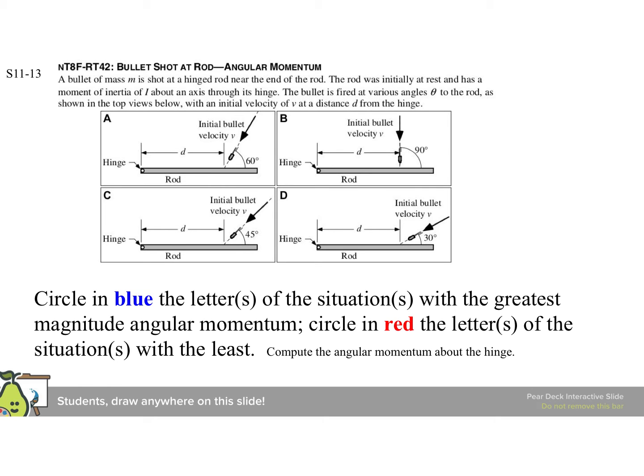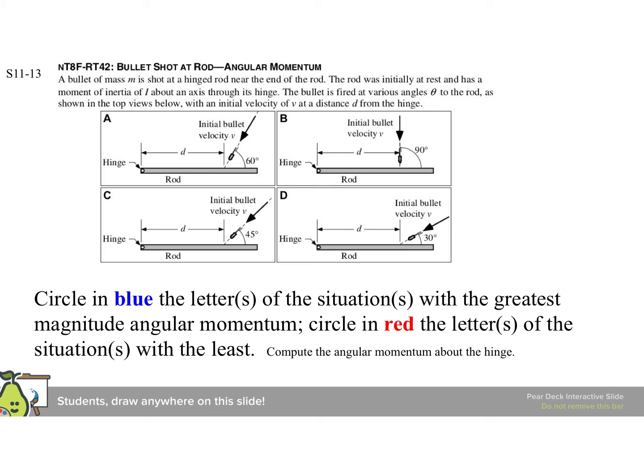The rod was initially at rest and has a moment of inertia I about an axis through its hinge. The bullet is fired at various angles theta to the rod as shown in the top views below, with initial velocity v at a distance d from the hinge. Circle in blue the situations with the greatest magnitude of angular momentum, and in red the situations with the least.